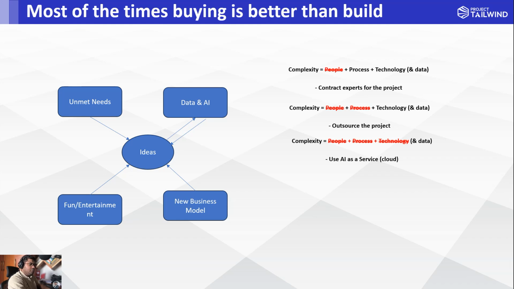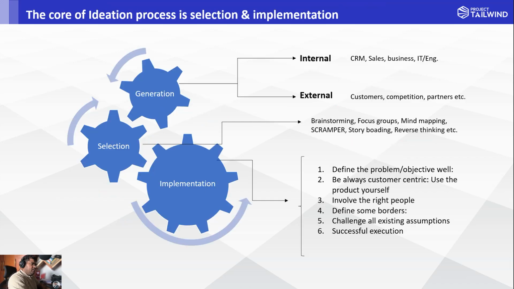Of course, if you do not have any of this, better to consult experts, identify the use cases, then start generating data, and then repeat this process. Follow this rule of thumb. So, in summary, in the idea generation process, you should involve your internal stakeholders such as CRM, sales, business, IT, and engineering team. Validate with external stakeholders, or even the ideas can also come from customers, competitors, products and partners. Select these ideas. I gave you the scoring approach, but you can also use mind mapping, SCAMPER, reverse thinking.